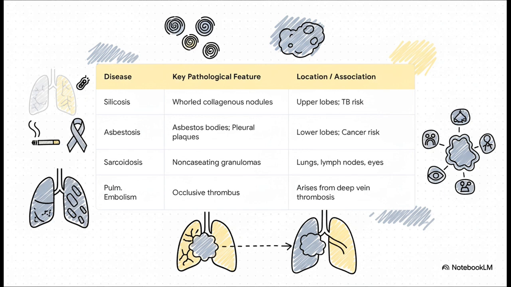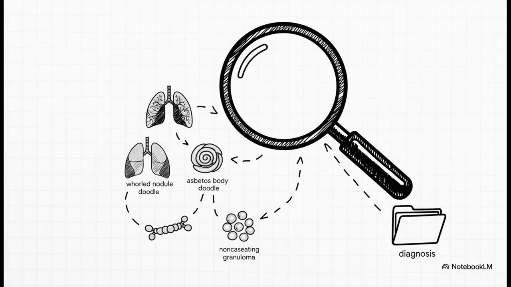And for a pulmonary embolism, remember the story almost always starts far away, with a DVT in the leg. If you master these patterns, you are well on your way. So what's the one thing I really want you to take away from all of this? It is this. In pathology, the pattern of injury tells the story of the disease.